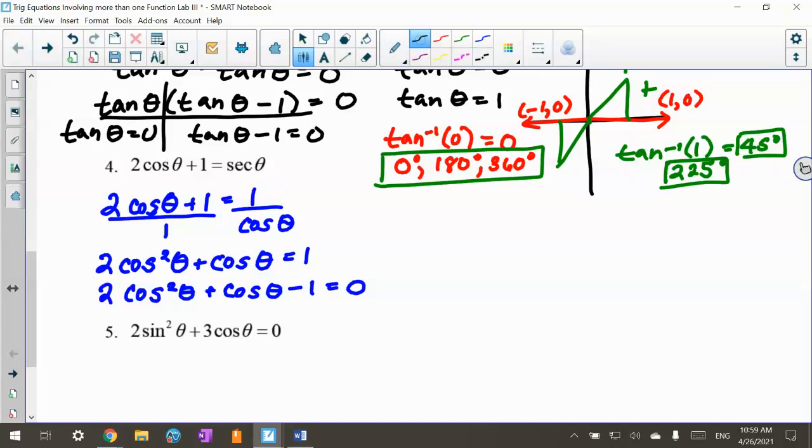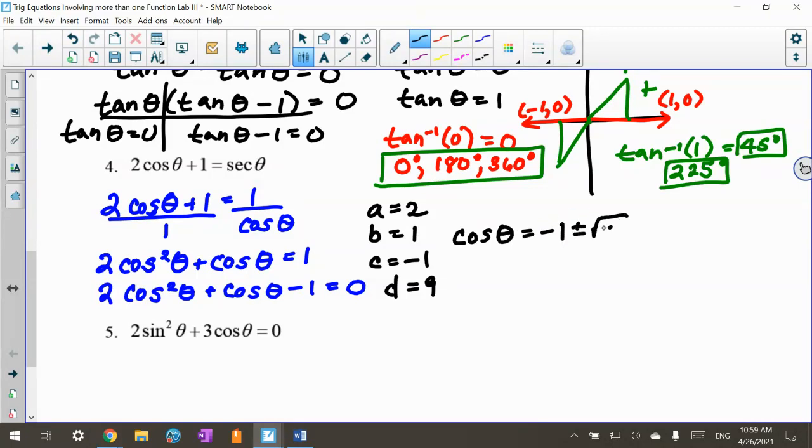All right, now I'm going to go through. I see it's a quadratic. I can do the quadratic formula. So I have A is 2, B is 1, C is negative 1. And when I do my B squared minus 4AC, I get 9. So I have cosine theta equals negative B plus or minus the square root of 9 all over 2A. Do my plus and my minus. When I do, I get a negative 1 and I get a 1/2.